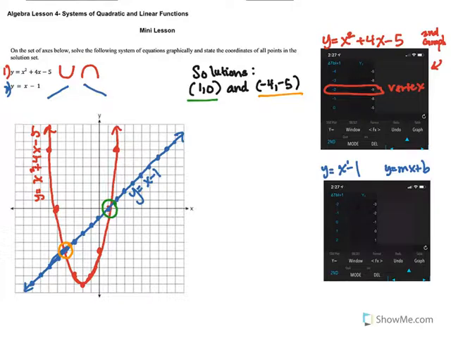Now, how do I prove that I've done this correctly? How do I prove that these are actually solutions to my system of equations? If you said plug in, that was correct. Okay, you want to check by taking these points, plugging them into your equation, and seeing that it works for both of them. So I'm going to show you here. Here's my check.